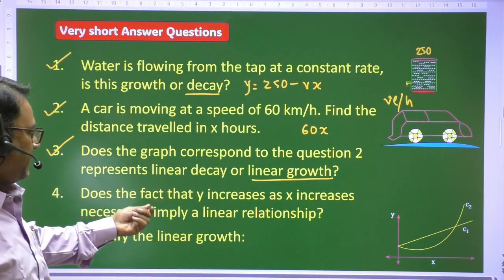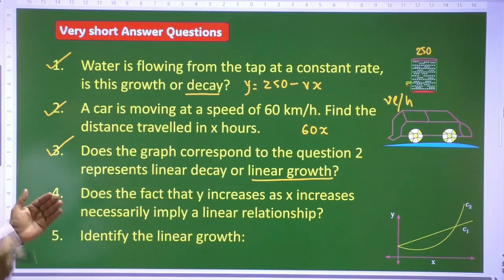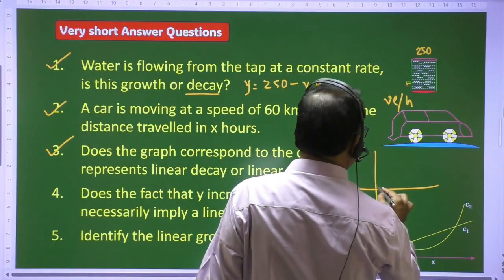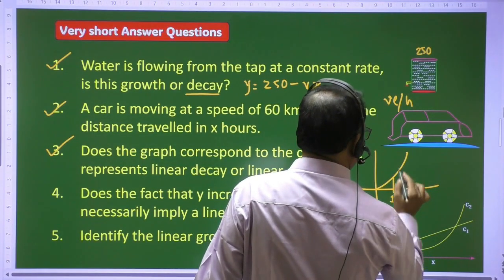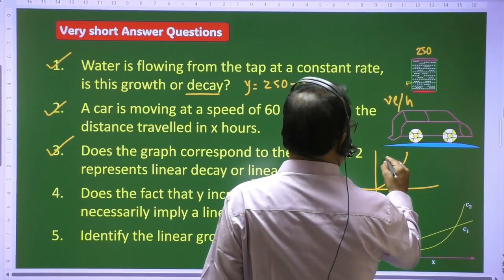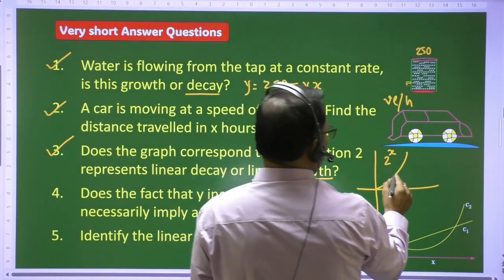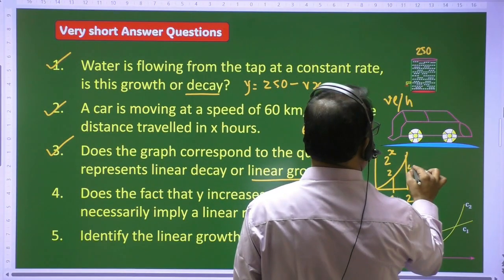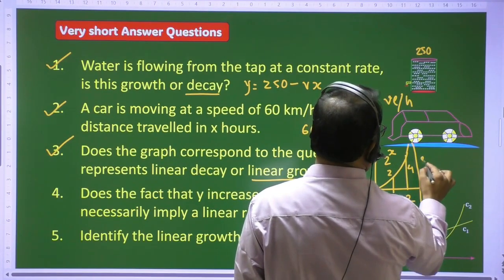Does the fact that y increases as x increases necessarily imply a linear relationship? Obviously not. For example, suppose this is the graph of y equals 2 power x. For the first hour the height is 2, for the second hour the height is 4, and for the third hour the height will be 2 power 3, that is 8.